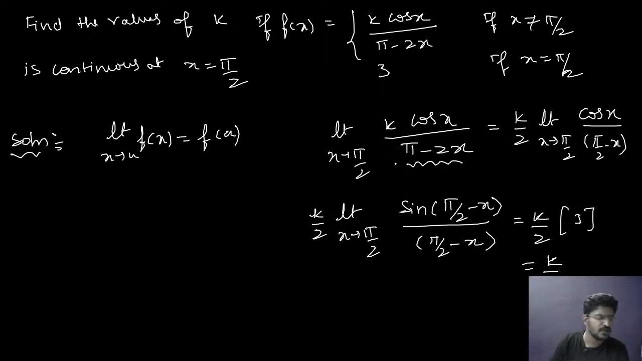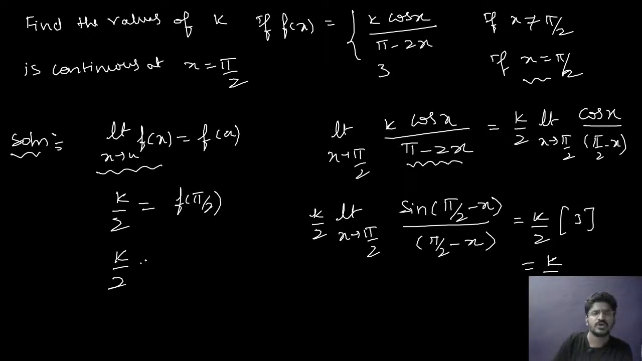So limit extending to pi by 2, k cos x divided by pi minus 2x is going to be equal to k by 2. So from that, you get this term as k by 2, and f of a, that is nothing but f of pi by 2. At x equal to pi by 2, your value is 3. So k by 2 equal to 3 and k will be equal to 6. This is the answer. Okay.